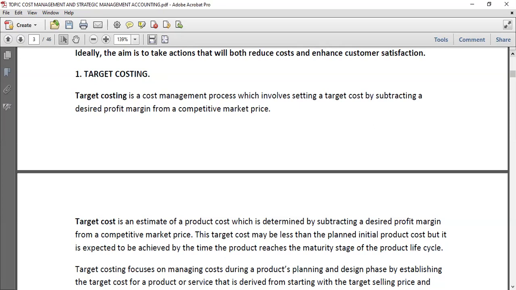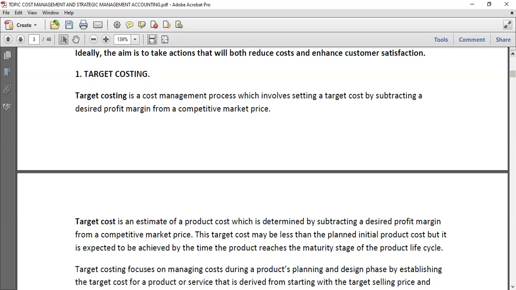We should rather do what? We should look at what is in the market and deduct our preferred profit margin, and then go ahead to have our target cost. So the organization should work all around to make sure that we are producing within our target cost.